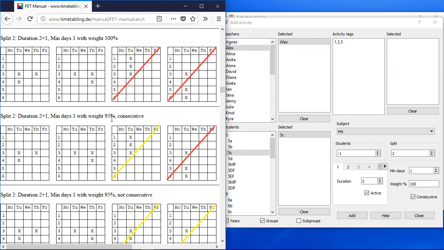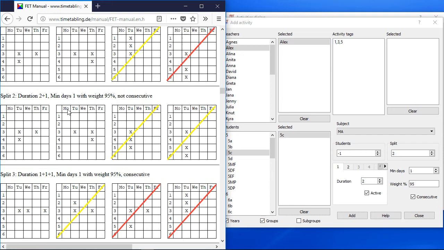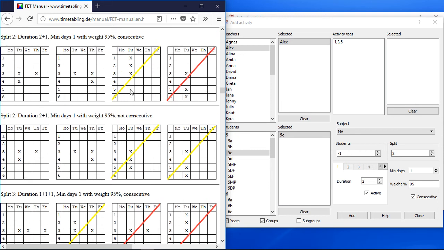Now let's stay with the same example, just with only 95% weight and the consecutive flag. Of course PhET still prefers to place both activities on different days. But PhET might allow placing them on the same day if the activities are consecutive. Please don't forget that PhET spends much time to avoid this yellow crossed example. If this example is fine for your school, please reduce the weight down to 0% or just add 2 separate activities instead of a single one.